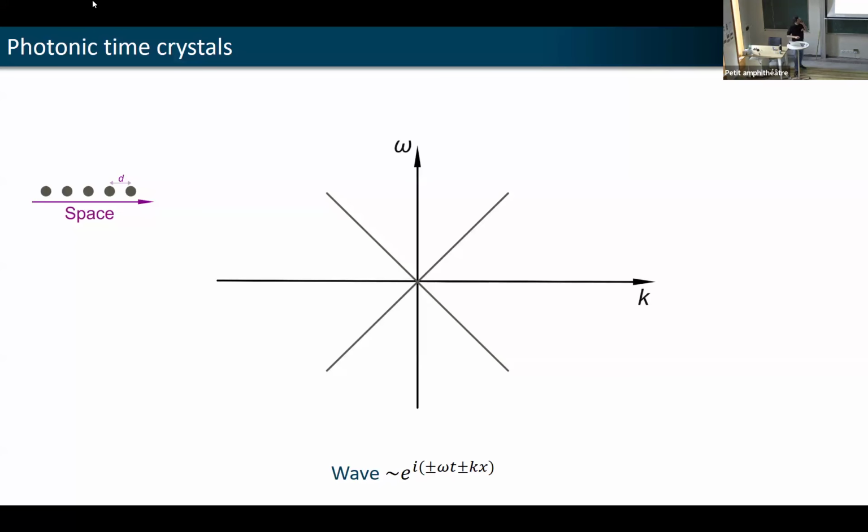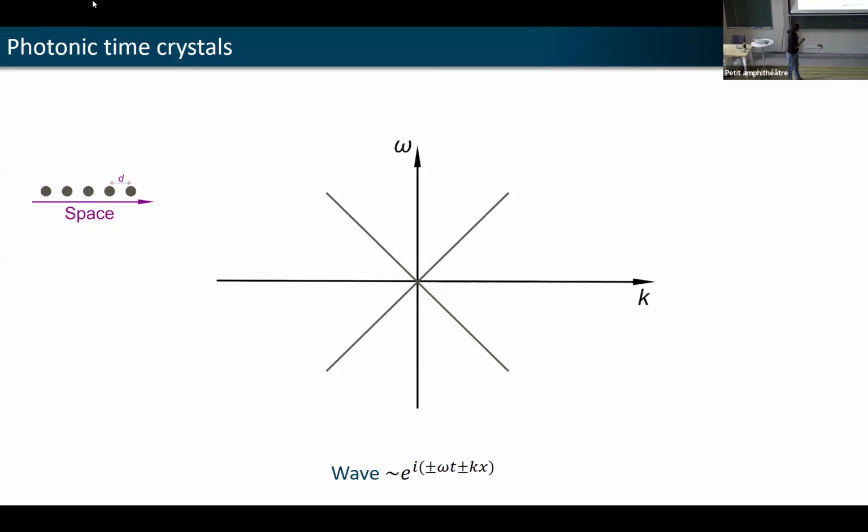So, photonic time crystal. As I mentioned, this is a recent concept that emerged in the last few years. These are optical systems which are strongly and periodically driven, modulated in time. And they can be understood as a temporal analog of a more regular spatial photonic crystal, okay, that you may know. But let me recall what is a spatial photonic crystal.